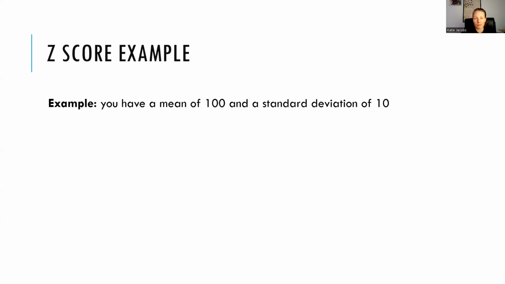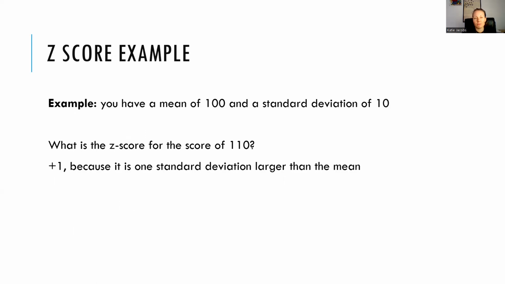So, z-score example. If you have a mean of 100 and a standard deviation of 10, what is the z-score for the score of 110? I want you to go ahead and do this in your notes right now and then check your answer. It would be +1. And remember, our z-score is just telling us how many standard deviations away from the mean your X value is.